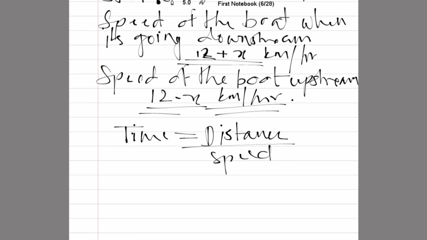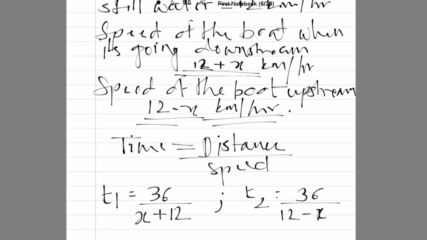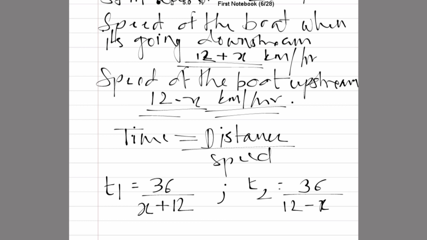So suppose we have the time when the boat goes downstream, we will take it as t1. So t1 is equal to, we know the distance traveled, so 36 upon x plus 12 or 12 plus x, it is the similar thing. Now the second thing is t2 is equal to, when it's going upstream, that is 36 upon 12 minus x, right? So now if we just add these two terms, that is t1 plus t2, we will get the total time.